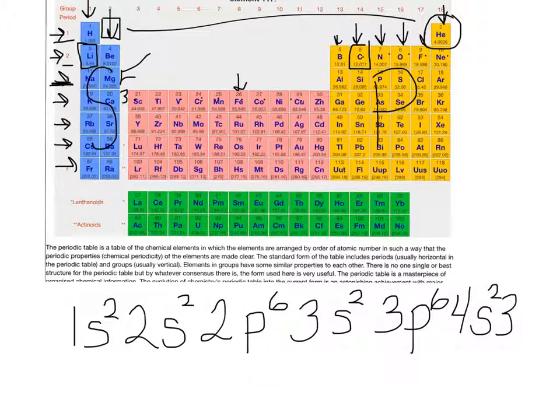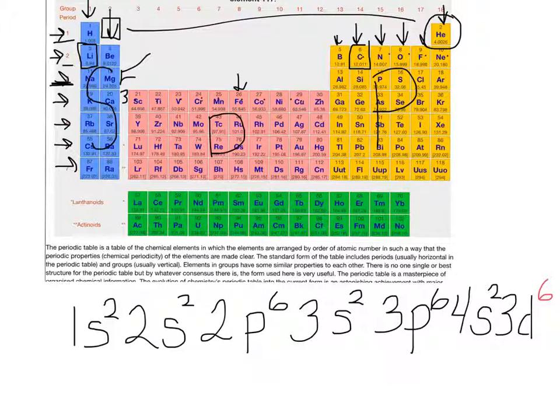Now, what letter are these? Do you remember? D's for donuts. So 3D, and then how many over is iron? Let's count again. 1, 2, 3, 4, 5, 6. 3D, 6. Okay? Does that make sense? This is the electron configuration for iron.